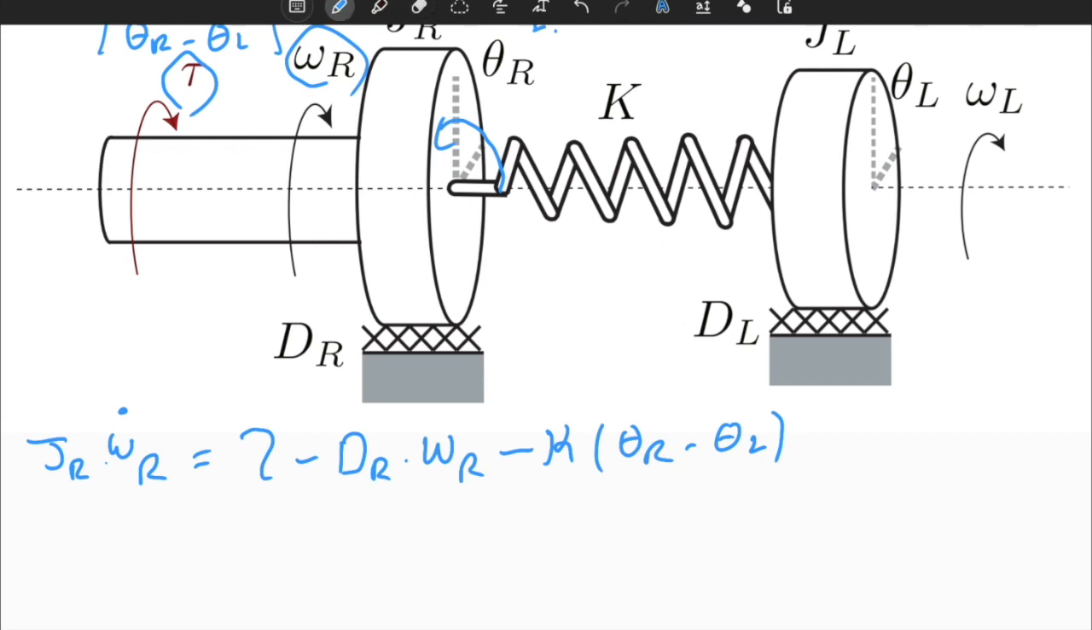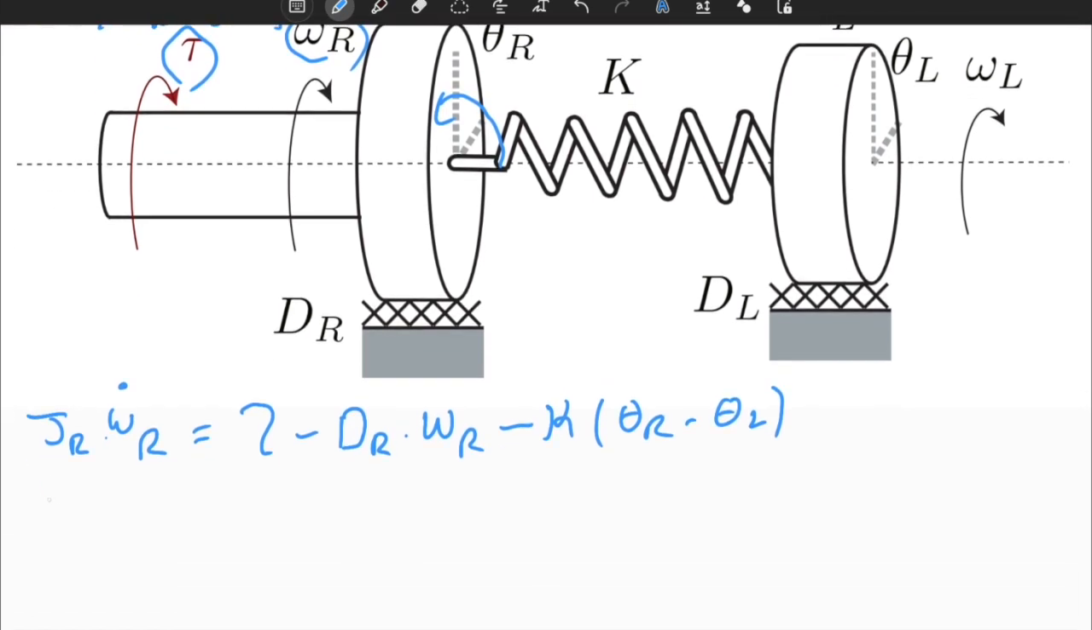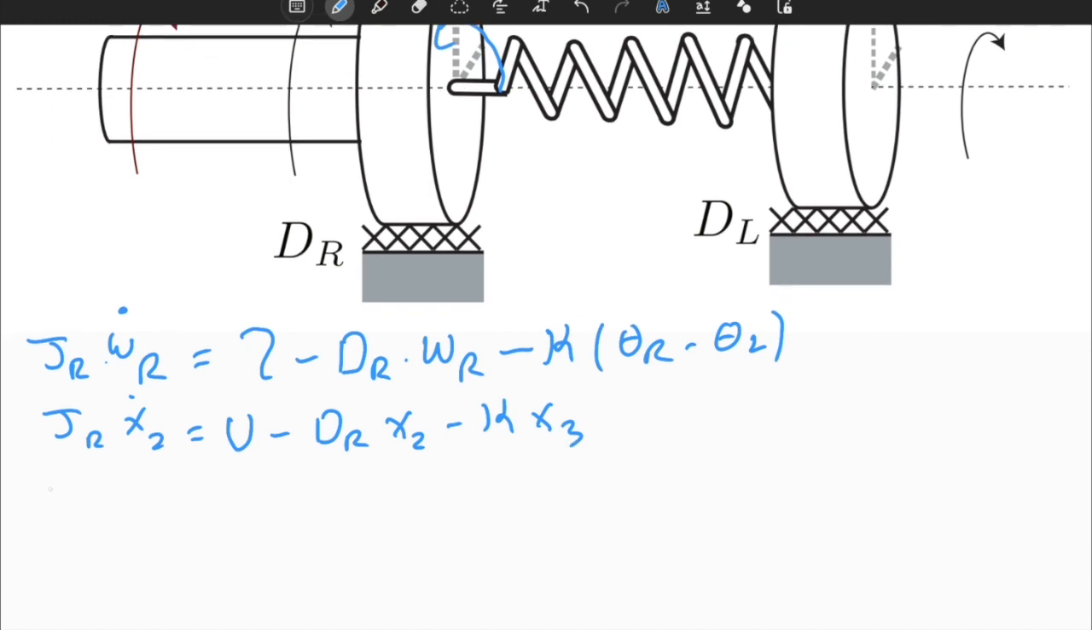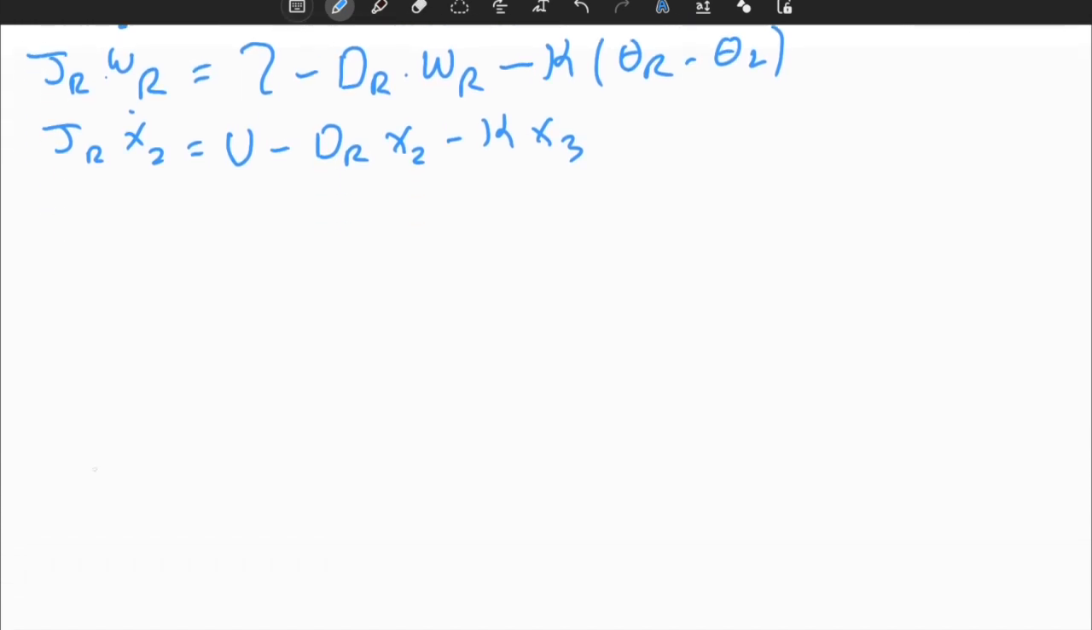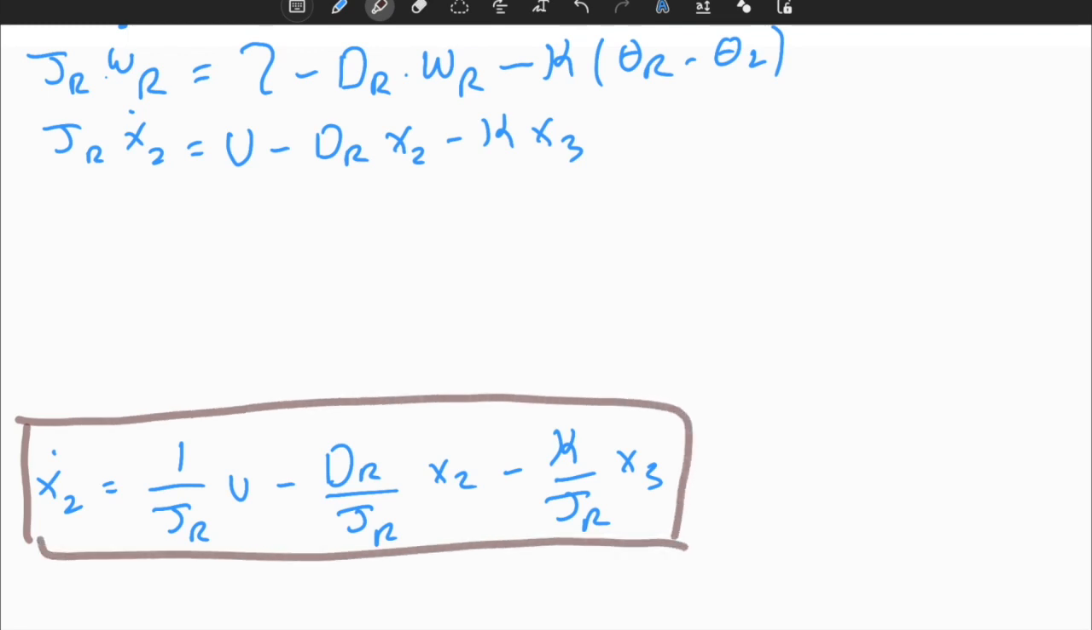So instead of moving the equations around, I will simplify this equation using my state definition. Omega_R is my second state. So J_R times x2 dot. Torque is my input, which is equal to U, minus d_R omega_R, where omega_R is my second state, minus kappa times (theta_R minus theta_L), which is my third state, x3. I will simplify it further: x2 dot is equal to 1 over J_R times U, minus d_R divided by J_R times x2, minus kappa, or k, divided by J_R times x3. So we computed one of our state equations.